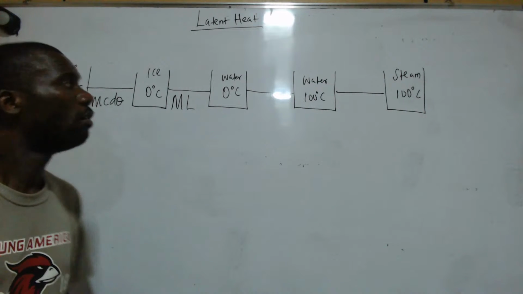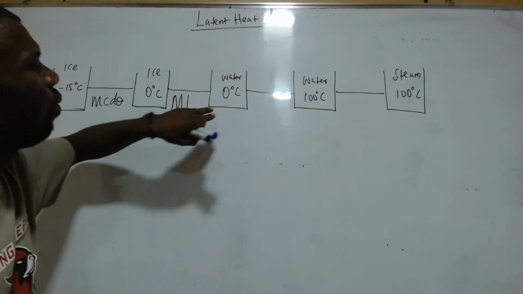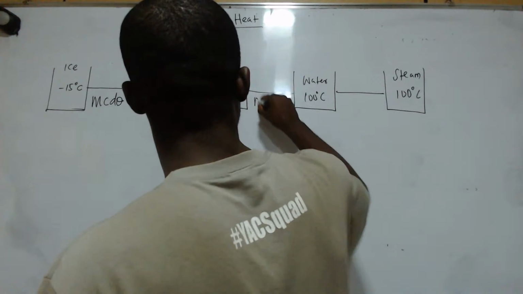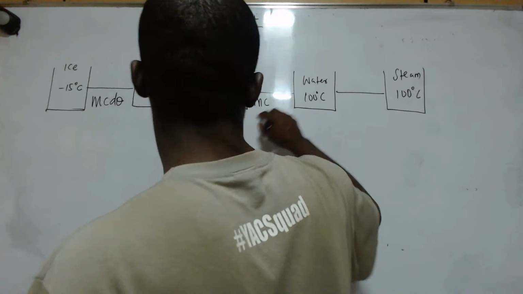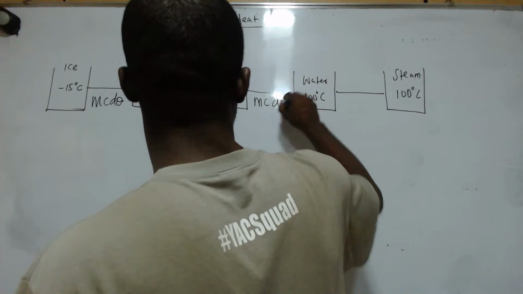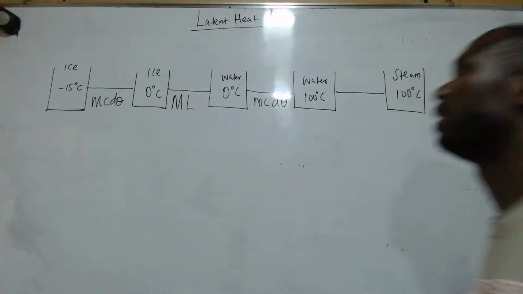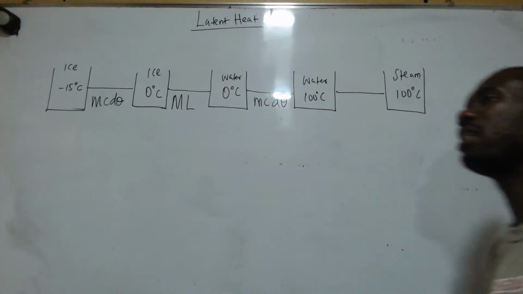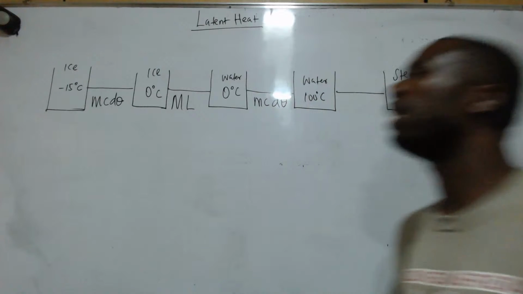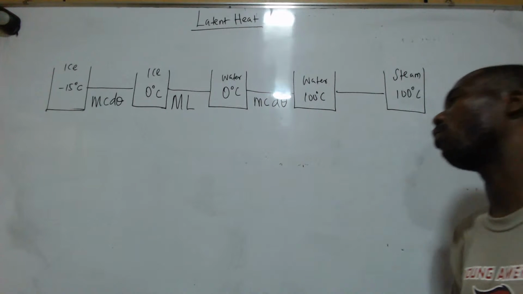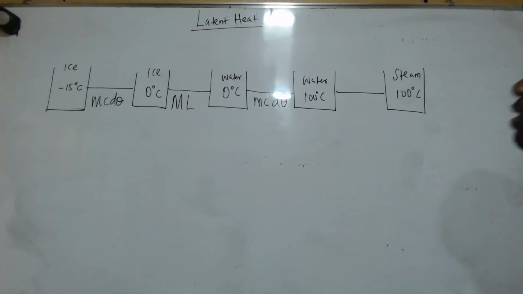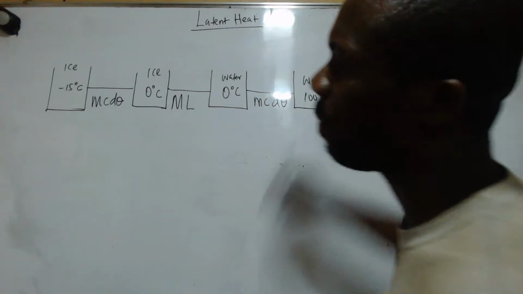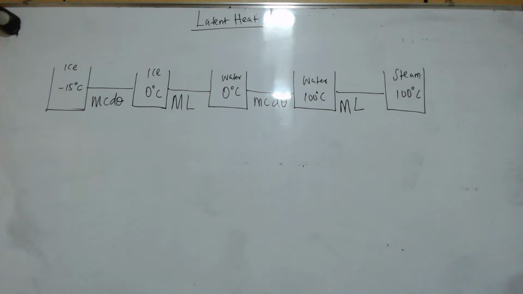Now, from water at 0 degrees C to water at 100 degrees C, there is also a change in temperature. So we have mass times specific heat capacity of water times change in temperature. That is what is happening here. But finally, as water reaches 100 degrees centigrade, the bonds of water are broken without change in temperature. So we have mass times latent heat of vaporization. That is what is happening here.